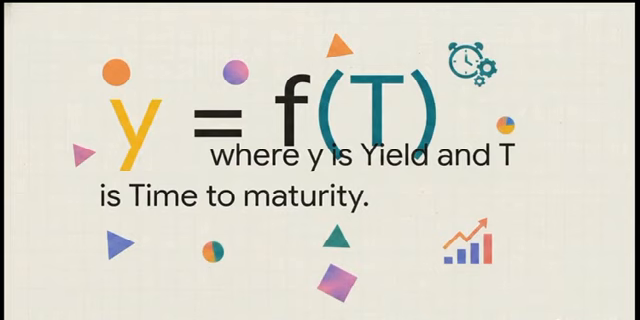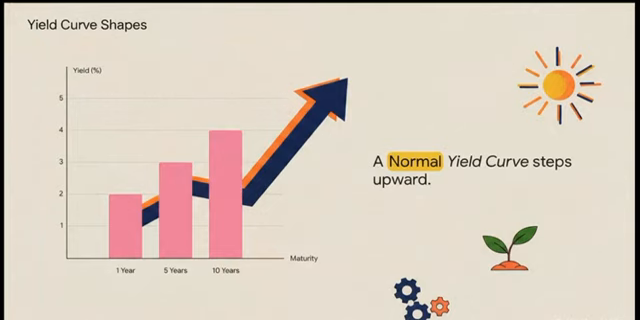Now, I know finance math can seem a bit intimidating, but the formula here is surprisingly elegant. It's just y equals f of t. That's literally it. The y stands for yield, or YTM, and the t stands for time to maturity. So the yield is really just a function of time. And when you graph that function, you get three classic shapes.